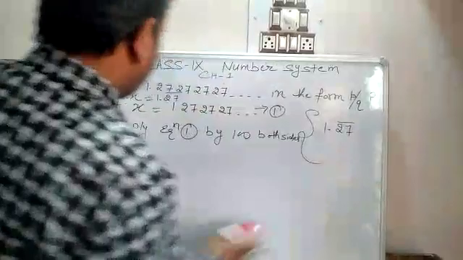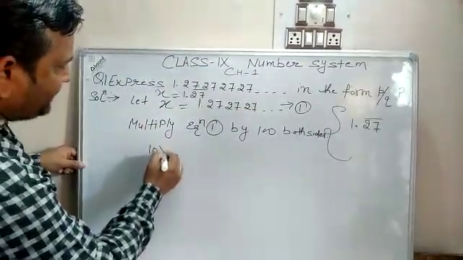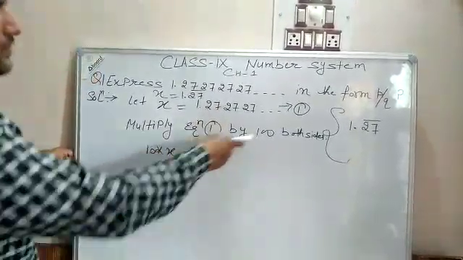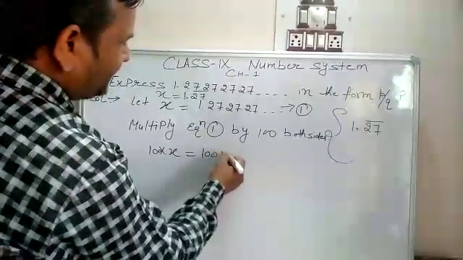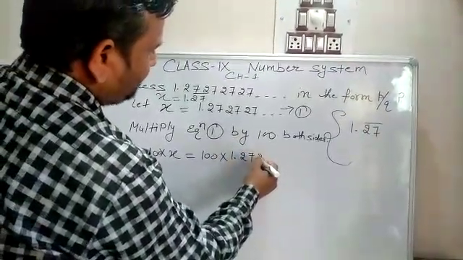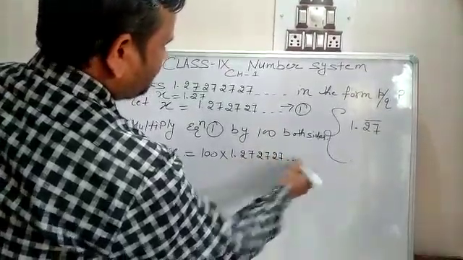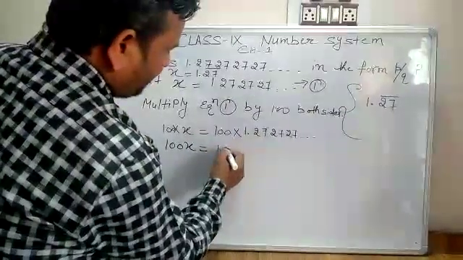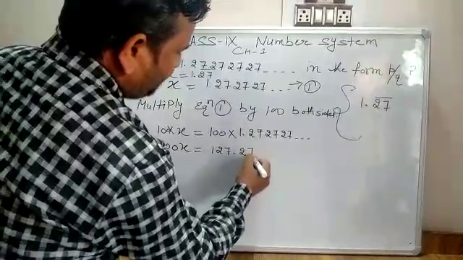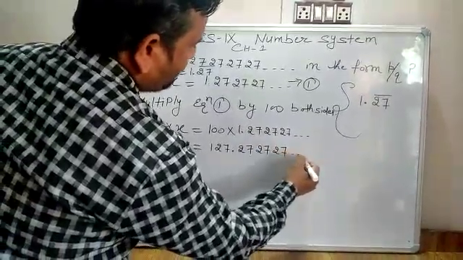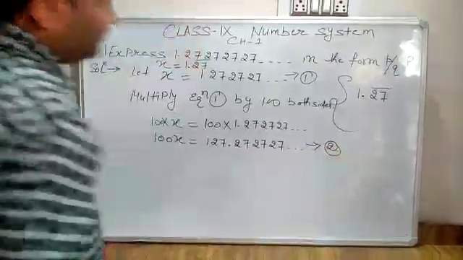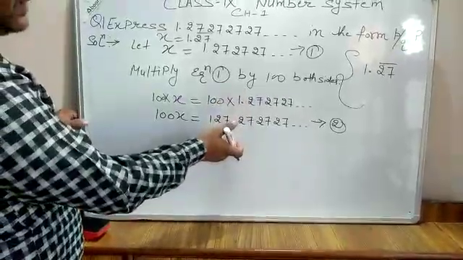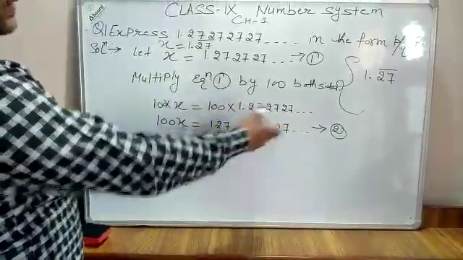After that, what we get here: 100 multiplied by x is equal to 100 multiplied by 1.272727 and so on. So 100x is equal to 127.2727 and so on, and give it equation number 2. This multiplication you already know. It is just simple multiplication, and we get our decimal here in this way.